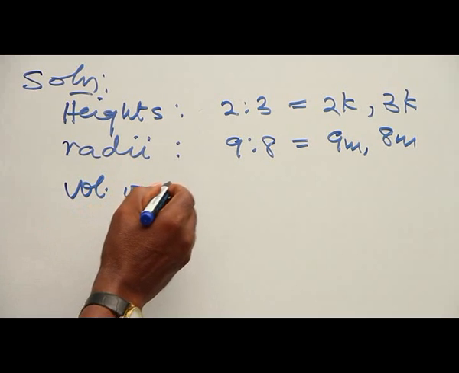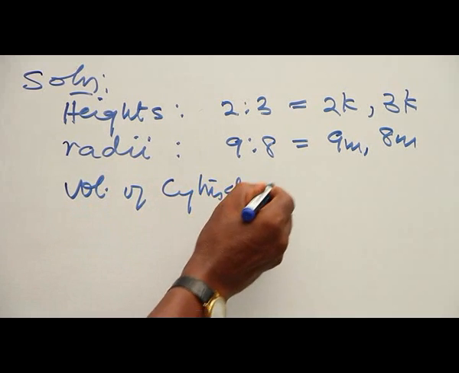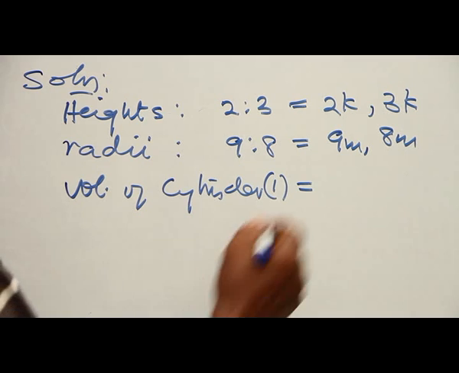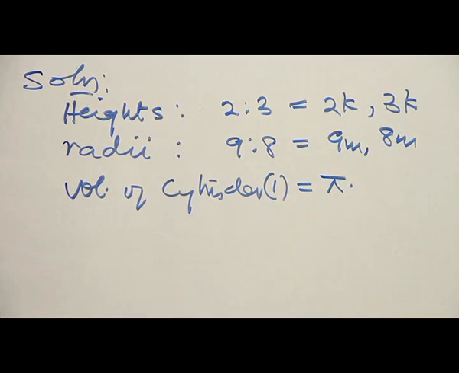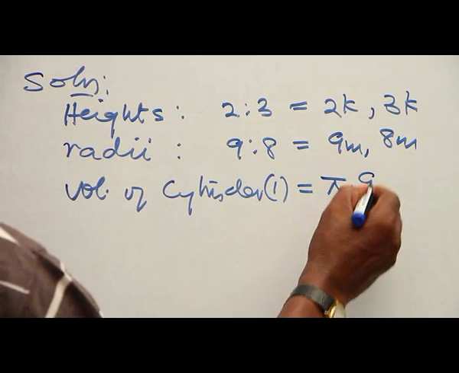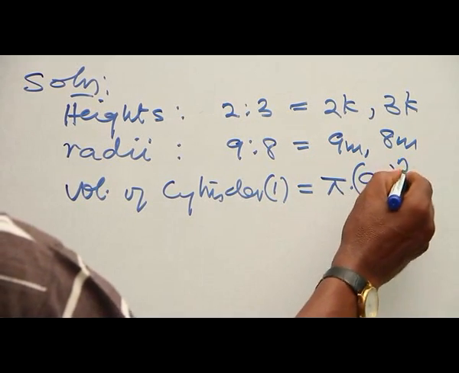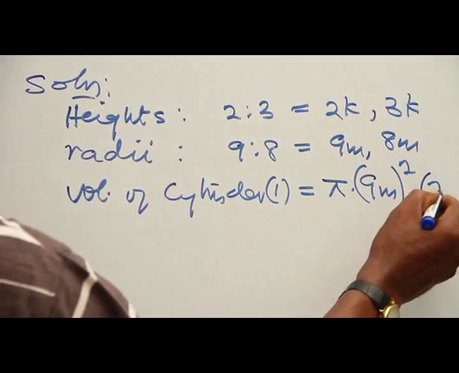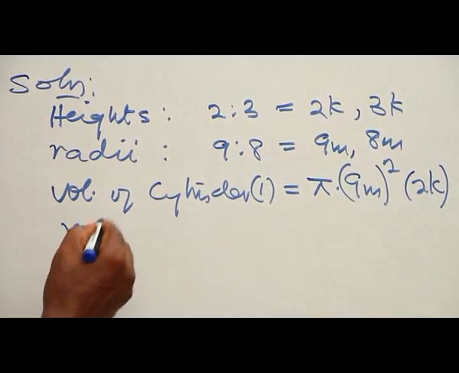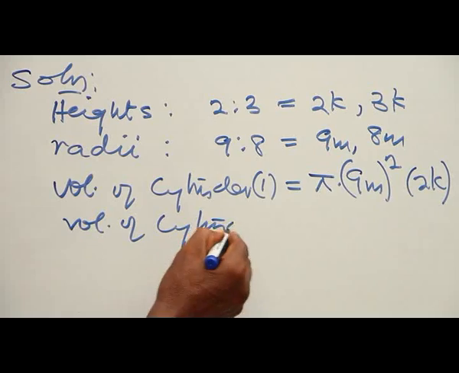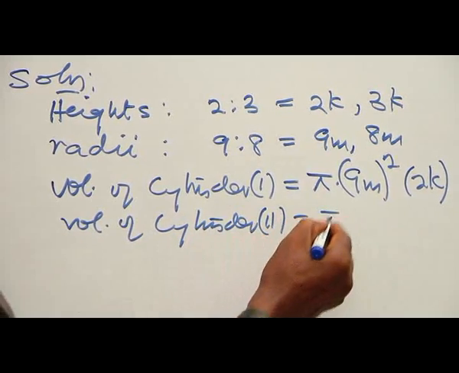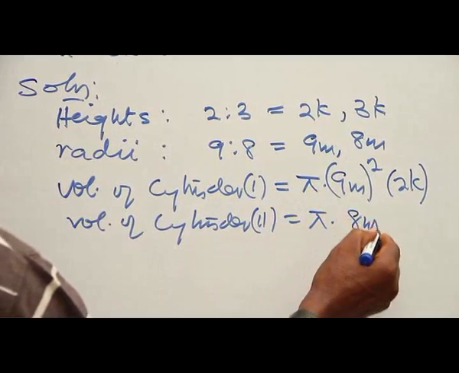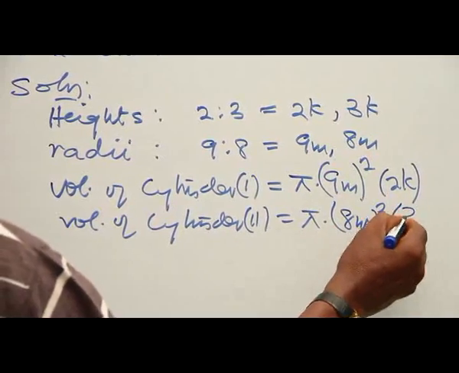So we can now find the volume of cylinder 1. The volume of cylinder 1 will be equal to, remember the formula is pi r squared h. So we have pi, which is a constant, multiplied by the radius, the first one is 9m, 9m squared. Then times the h, and the h of this one is 2k. Alright, then we take the volume of the second cylinder, cylinder 2, the same formula, and of course the radius is 8m, we square this, and then the height is 3k.